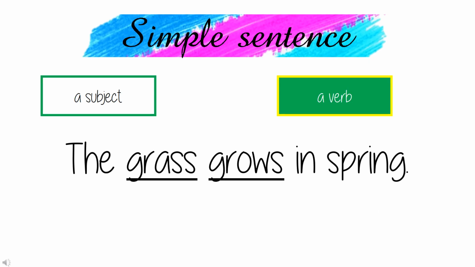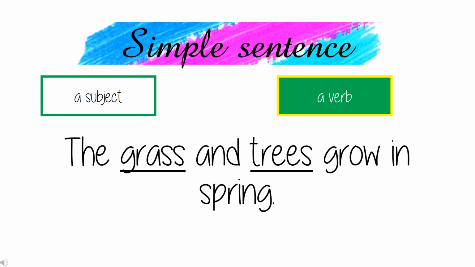We have a simple sentence, which has a subject and a verb. "The grass grows in spring" has one subject, the grass, and the verb grows. Now, we can have compound subjects and compound verbs, and those are still simple sentences. Even if I have two things here, "the grass and the trees grow in spring," it is still a simple sentence because it's just a compound subject, the grass and the trees.